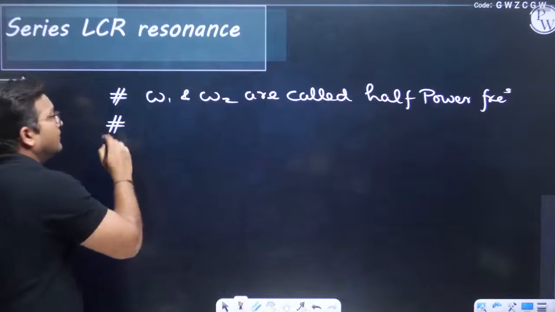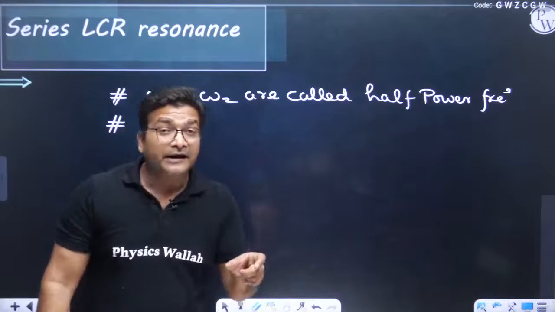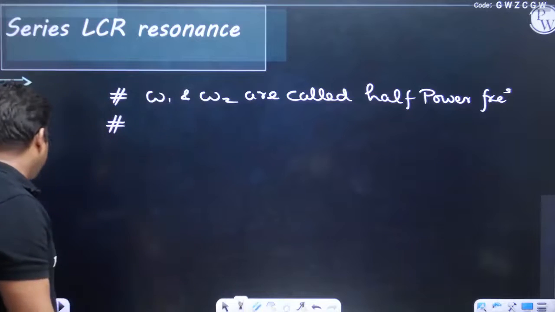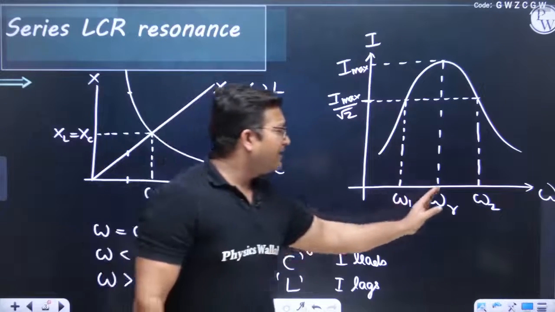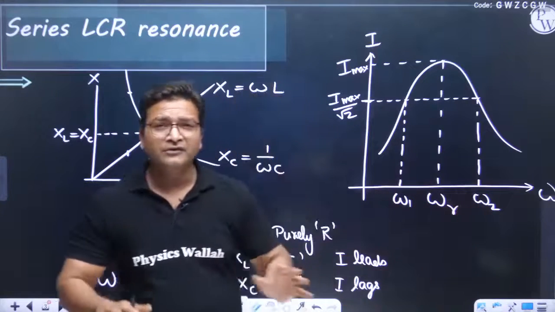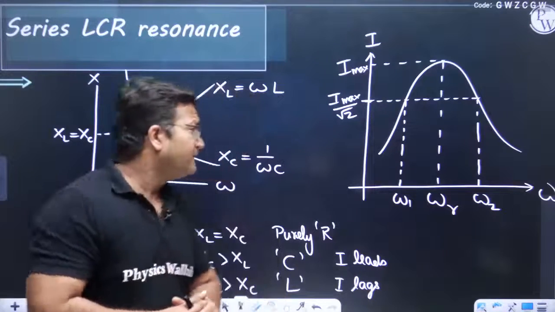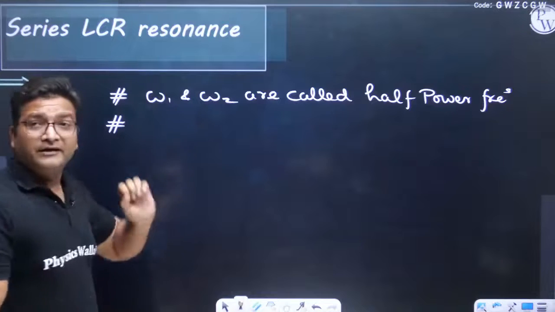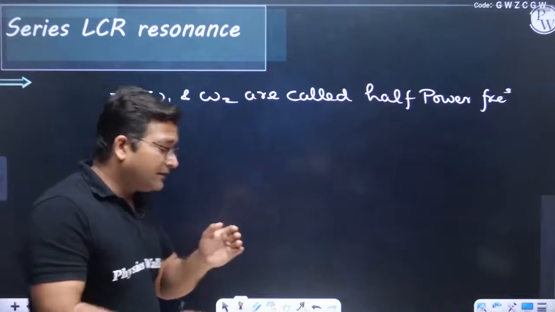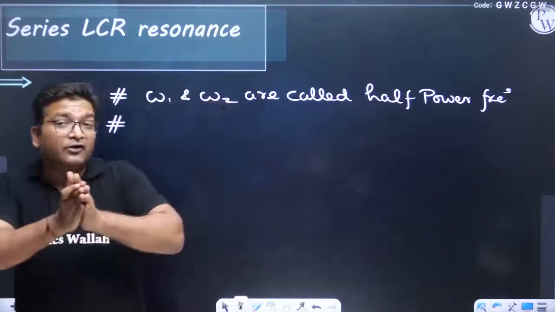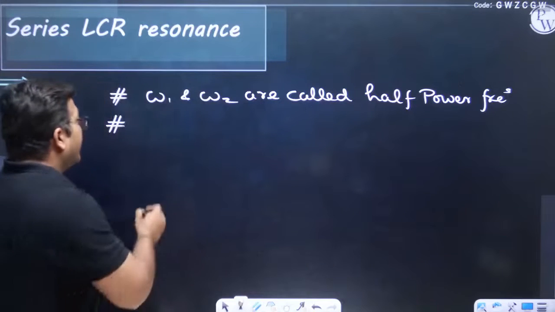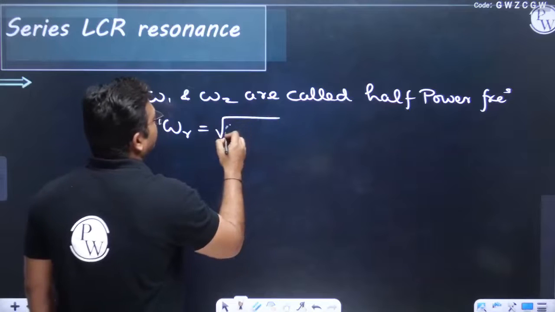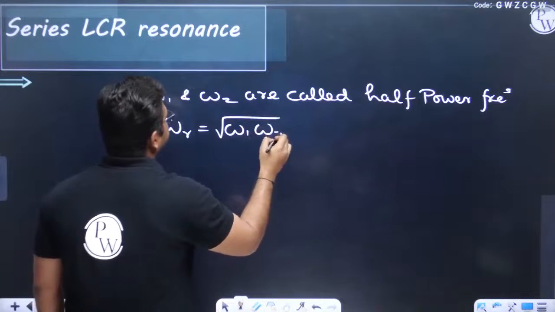Also remember, omega 1, omega R and omega 2 are in geometric progression. As you can see, omega R lies between omega 1 and omega 2. After some calculations, not very difficult calculations, you can show that omega 1, omega R and omega 2 are in geometric progression, and the resonant frequency omega R is actually the geometric mean of omega 1 and omega 2.